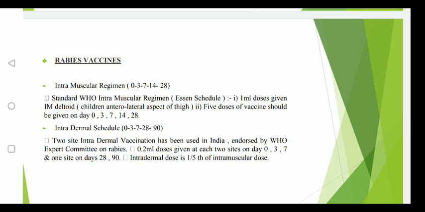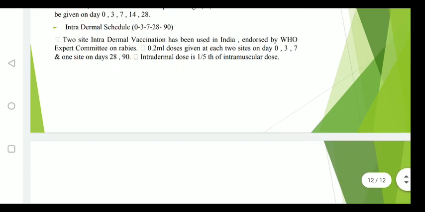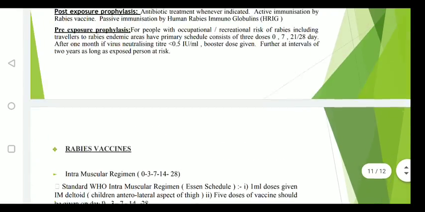So there are 2 sites for the intradermal vaccination as per the WHO expert committee on rabies. One is a 0.2 ml dosage which is given at 2 sites on days 0, 3 and 7, and at 1 site on days 28 and 90. So it is 1/5 of the intramuscular dosage only. So that's about the rabies.